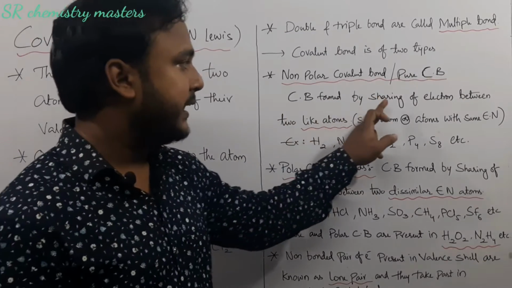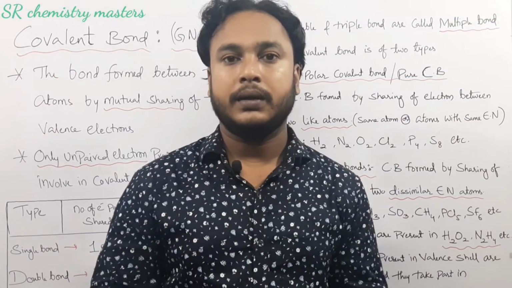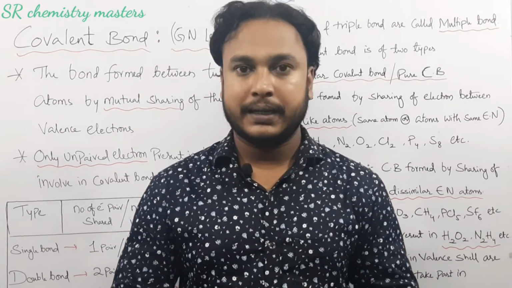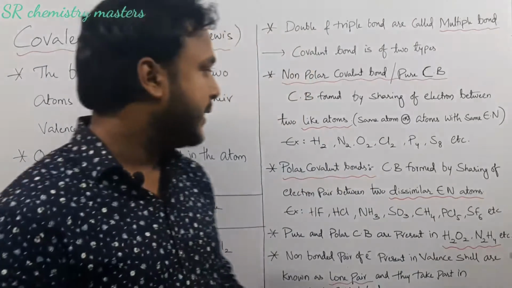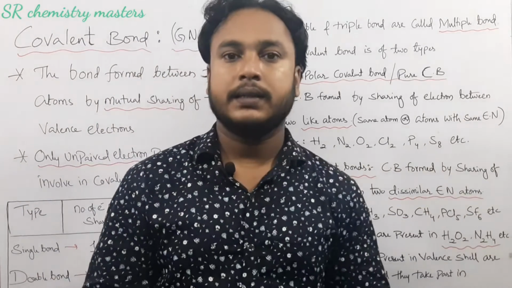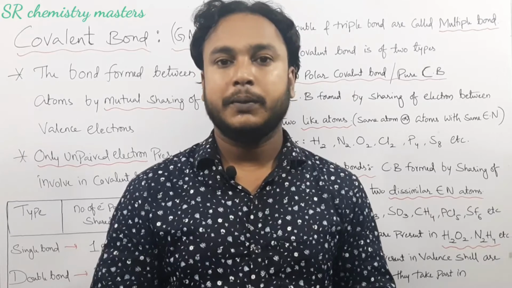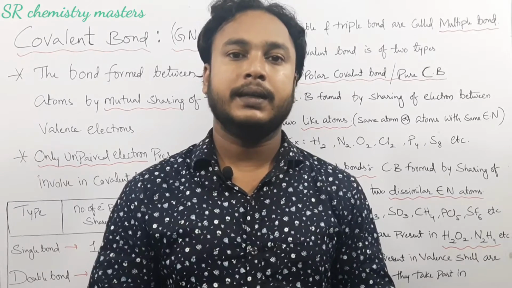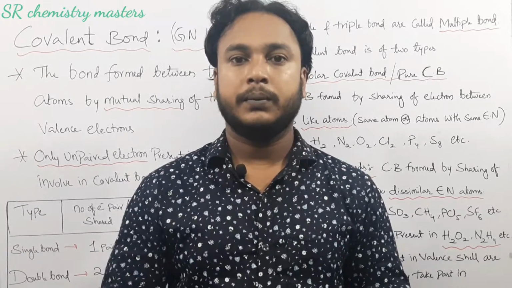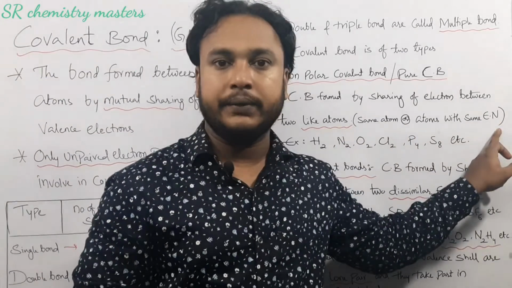A covalent bond formed by sharing of electrons between two like atoms is known as non-polar covalent bond, or pure covalent bond. Remember, it is a covalent bond formed between similar atoms, for example H2, N2, O2, Cl2, P4 and S8 etc. In these cases the bond is formed between similar atoms, and if the bond is formed between similar or like atoms, that bond is known as non-polar covalent bond. In non-polar covalent bond, the same atoms, or atoms with the same electronegativity, are involved.